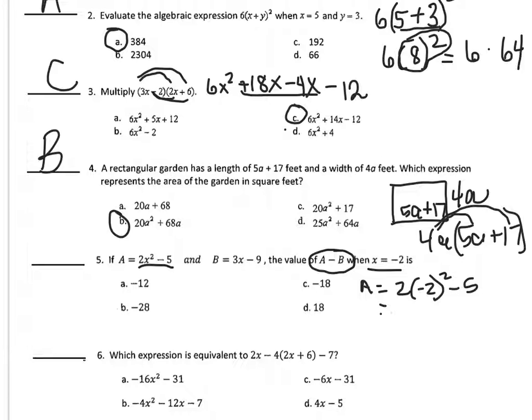Have to be careful here because many of you will do 2 times negative 2 first and then square the result. Remember, you got to do exponents first. Negative 2 squared is positive 4. So we end up with 2 times positive 4 minus 5. 2 times 4 is 8. You end up with 8 minus 5, or a equal to 3.